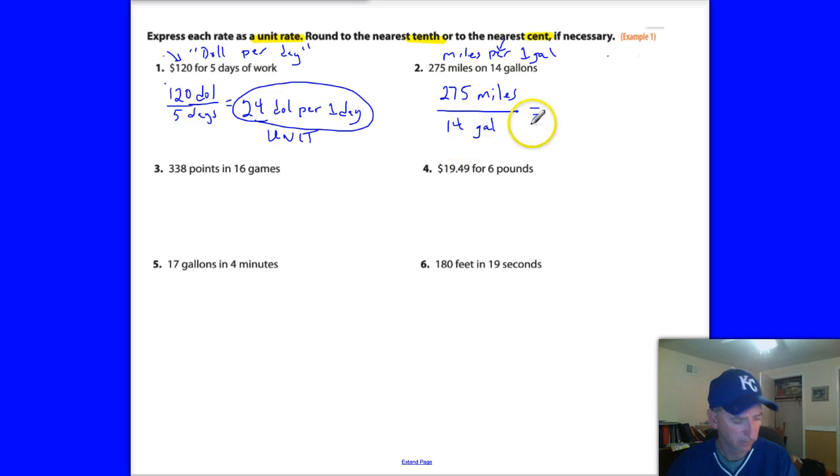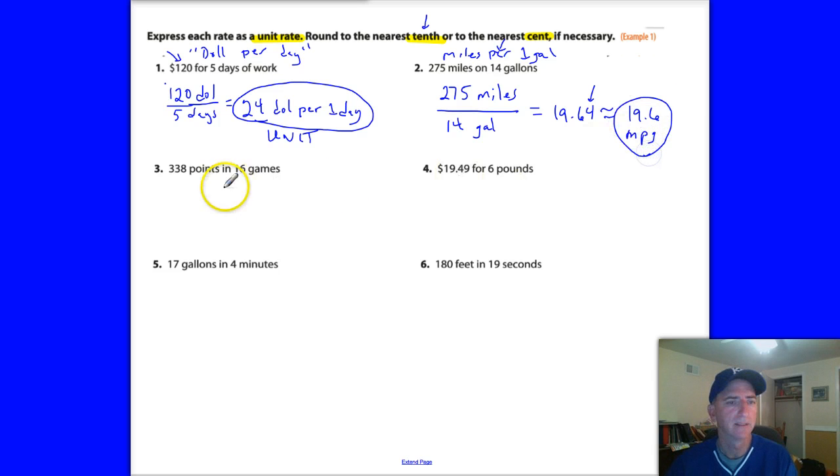Divide that out. Now you get a long decimal there. Check it on your calculator. 19 point, it goes on and on, 64 something something. But since they asked us to round to the nearest tenth, I really only need this decimal place, because that's the hundredth. So that rounds off to 19. Since that number is a 4, it'd be 19.6 miles per gallon. Miles per 1 gallon right there.